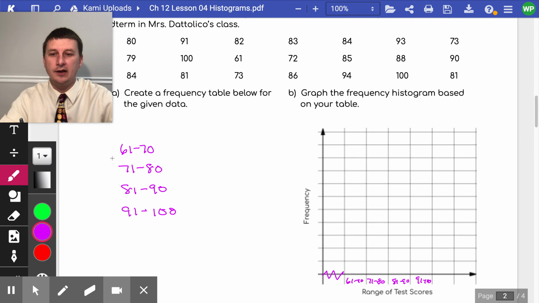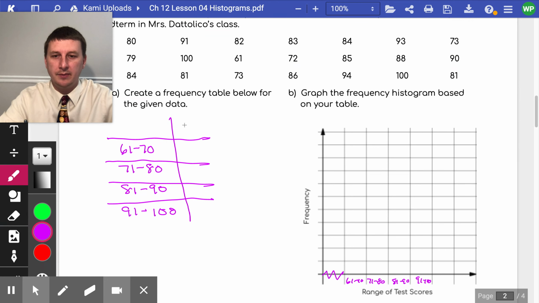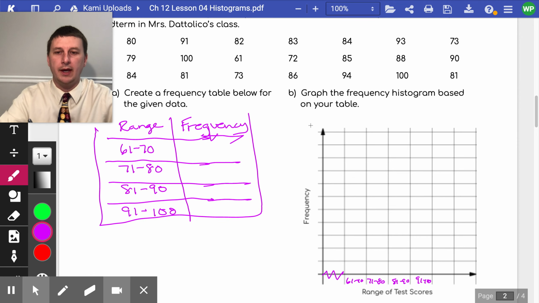So now we're going to make our table, and what I've done here is I've started off my table because now I just want to make those into lines and columns. And up here will be the frequency that it occurs. Frequency. And this will be the range. Okay, so 61 to 70 is my first range.